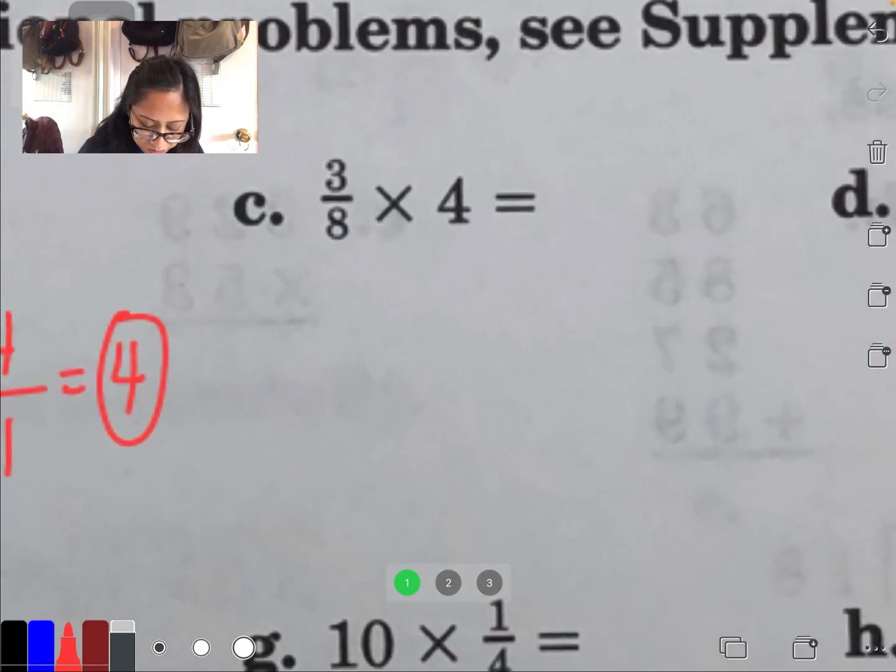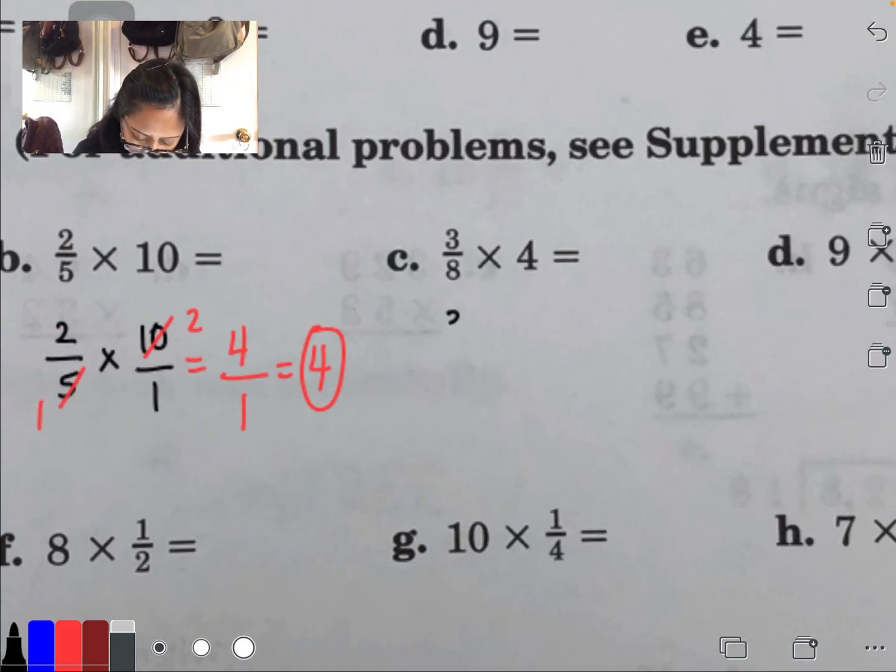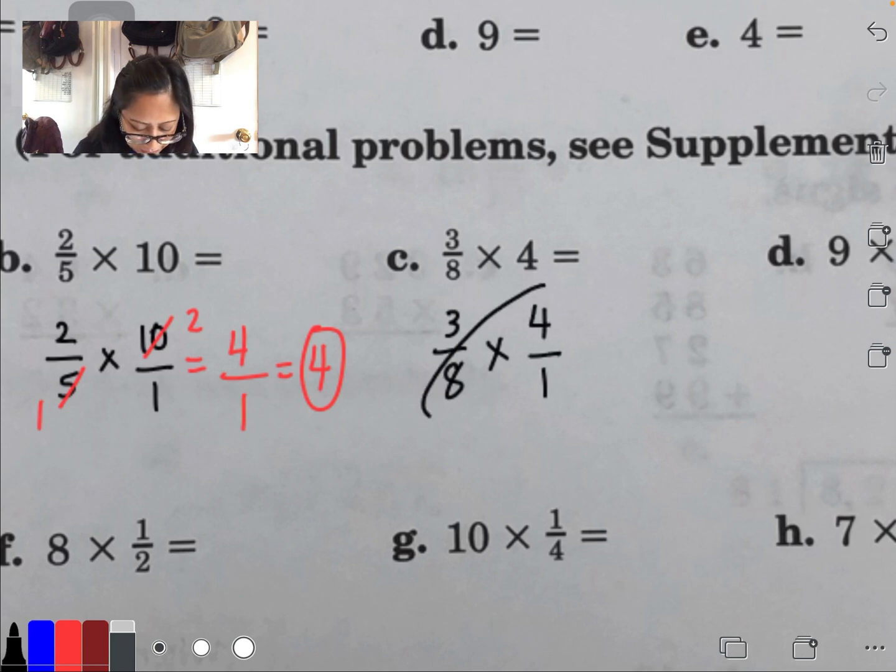Exactly. So C, I've got 3/8 times, I'm going to put 4 over 1. Now I can cross cancel 4 and 8. They're both even, but I'm not going to try by 2. I'm going to try by 4. So 4 divided by 4 is 1. 8 divided by 4 is 2. I can't cross cancel 3 and 1, but I can just multiply across. 3 times 1 is 3. 2 times 1 is 2.